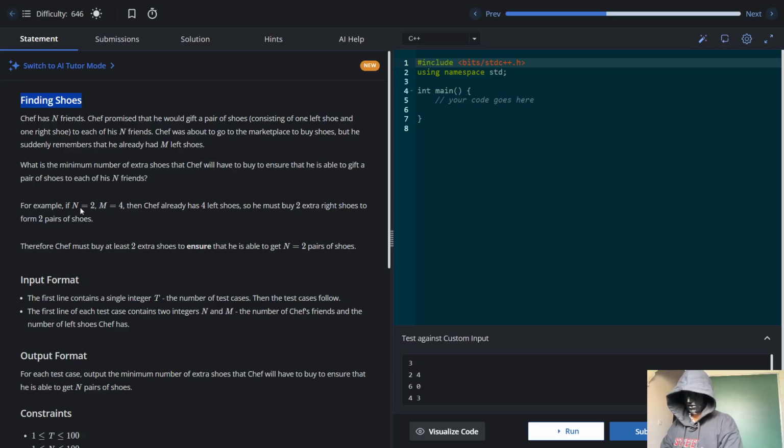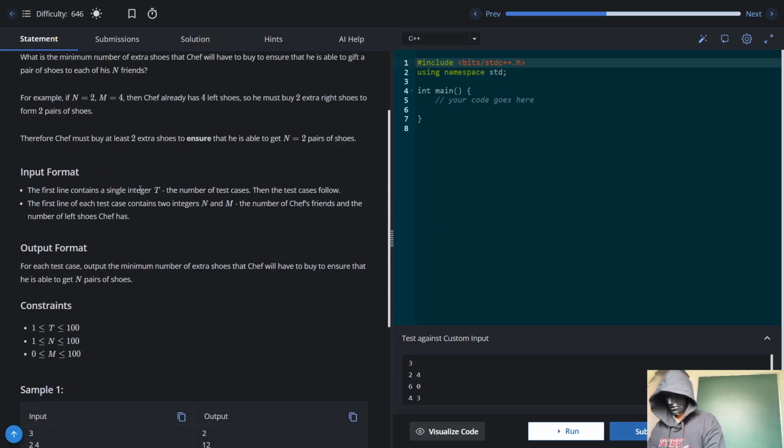For example, if n is equal to 2 and m is equal to 4, then Chef already has 4 left shoes, not the right shoes. He has 2 friends, so he must buy 2 extra right shoes to form pairs of shoes and gift to his friends. Therefore, Chef must buy at least 2 extra shoes to ensure that he is able to gift n is equal to 2 pairs of shoes.